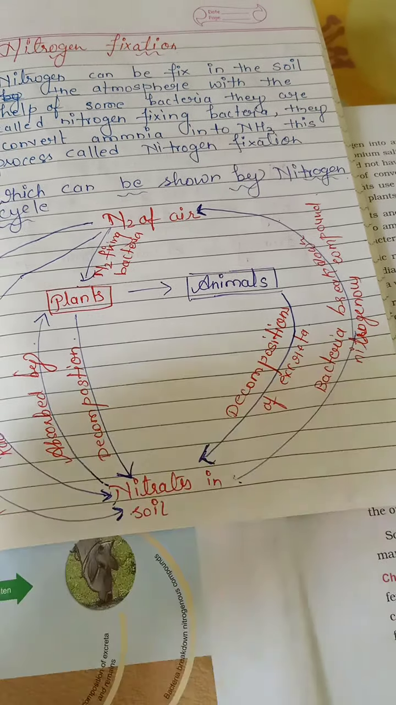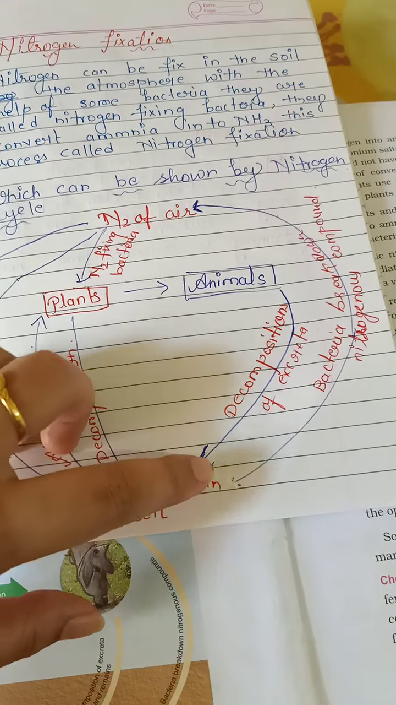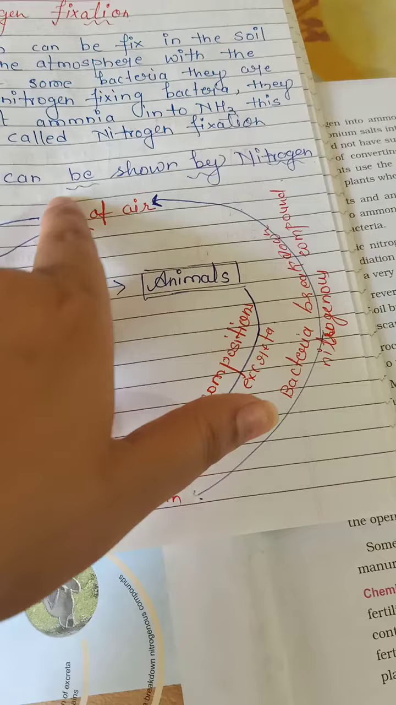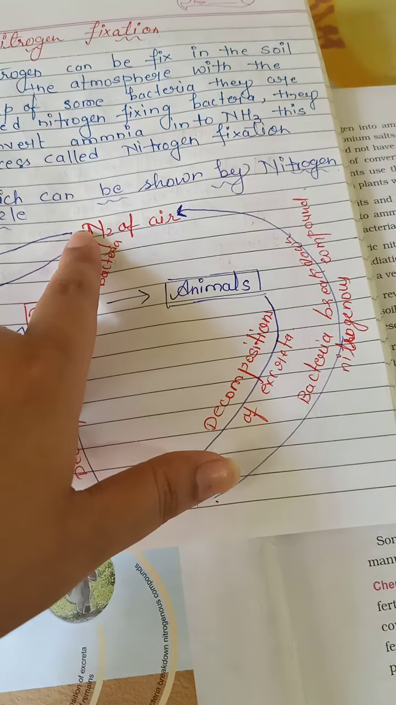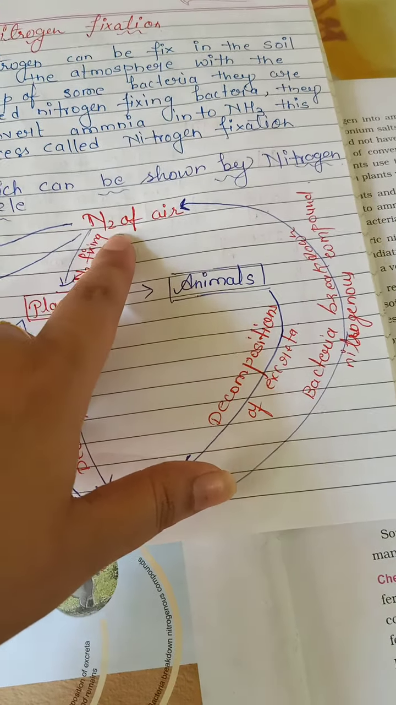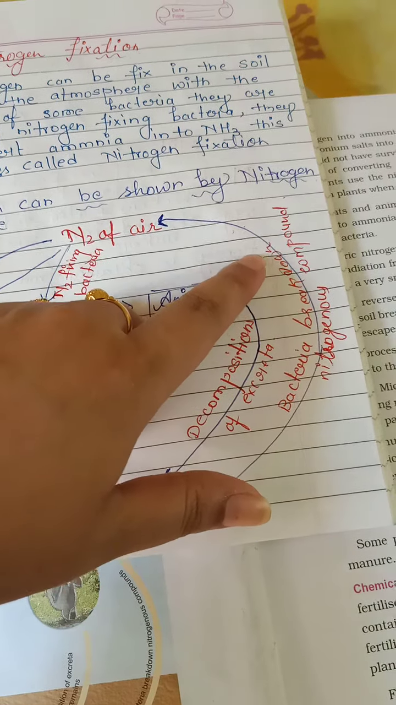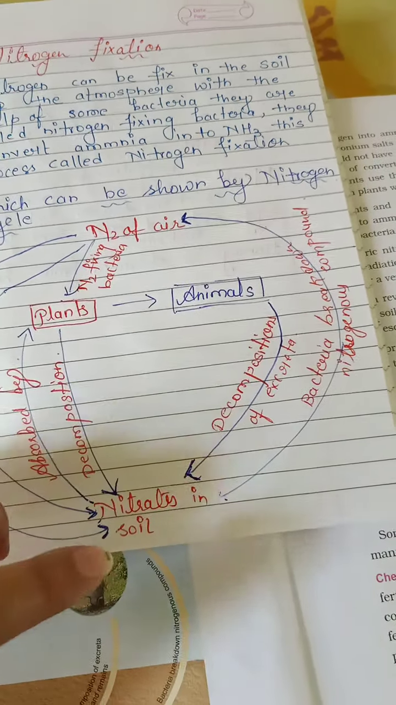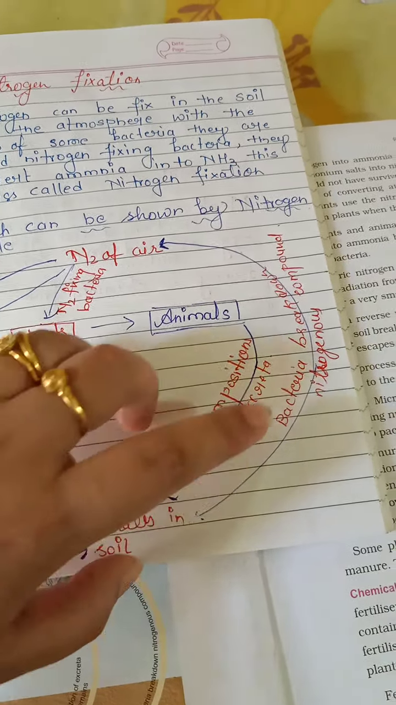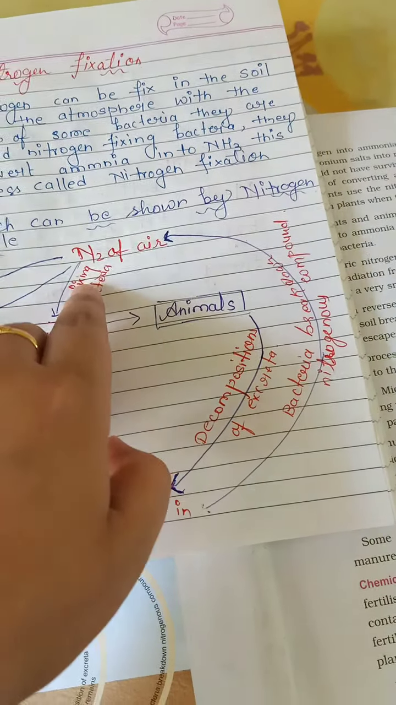Now these bacteria also take the nitrogen compounds back to nitrogen in the air. Bacteria break down nitrogen compounds. They take the nitrites and break them into ammonia and mix it into the soil.